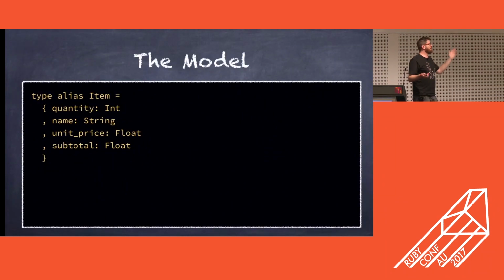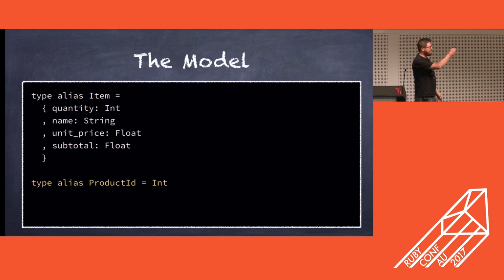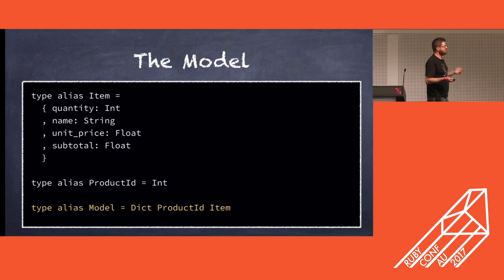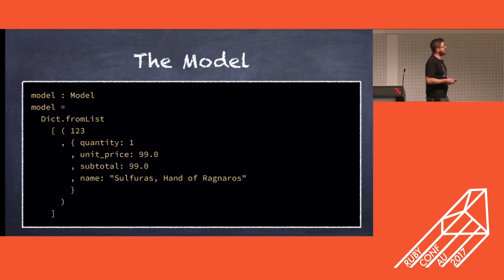Well, we might have a type alias for our item with a couple of fields on it. I'm aliasing product ID to integer just to make some things a little bit more readable. My model is just a dictionary of product IDs mapped to items. And then I initialize it with some hard-coded data, because in the beginner program, I don't have access to the server to get that data, so I'm just hard-coding it.